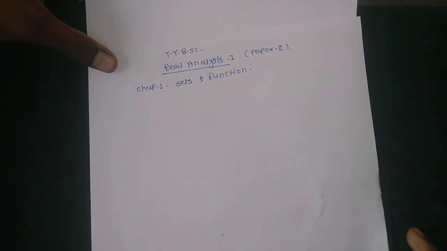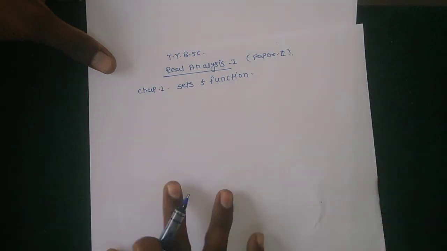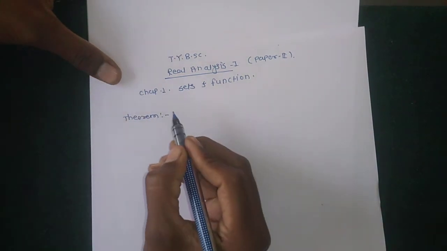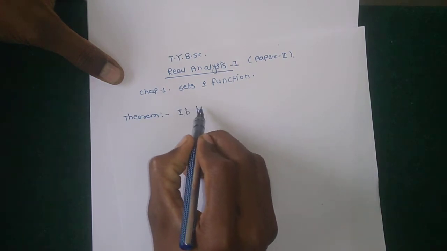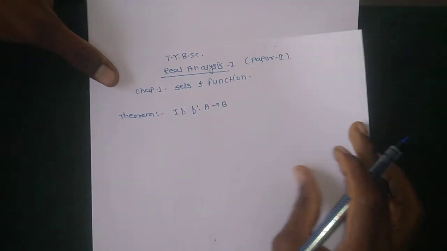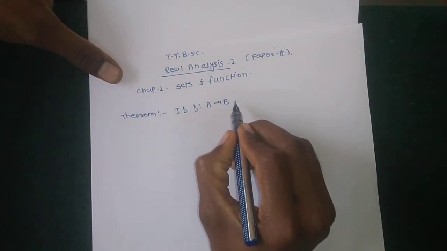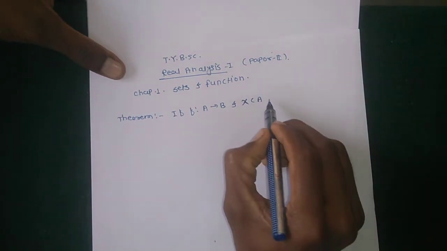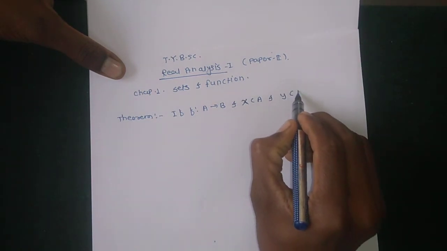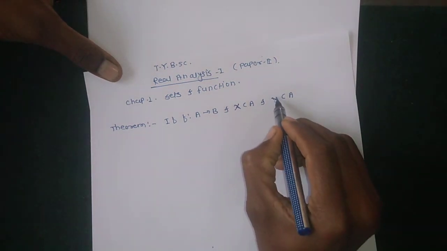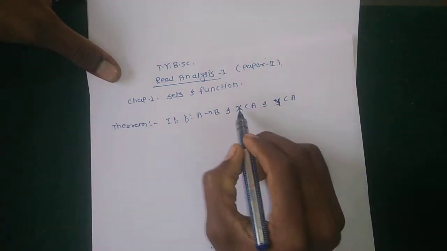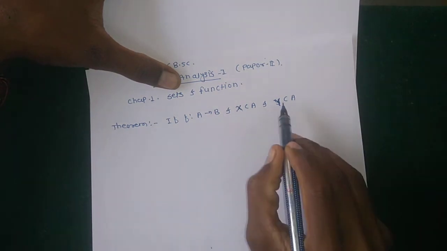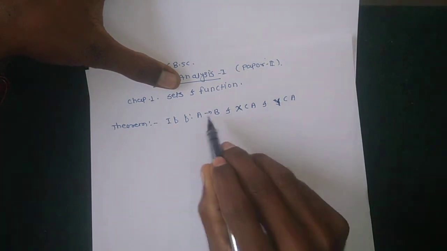So in sets and functions, the first theorem is: let f be a function from A to B, and let X be a subset of A, and Y is also a subset of A. Here it is given that f is a function from A to B and X and Y are subsets of A.